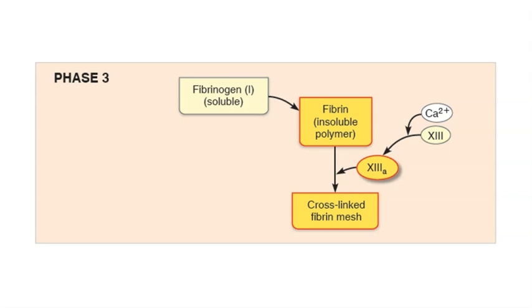Thrombin also activates blood clotting factor 13, which is called fibrin stabilizing factor. This helps to link the fibrin threads together and form a stronger fibrin mesh.